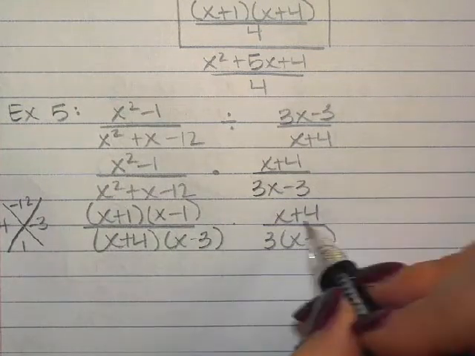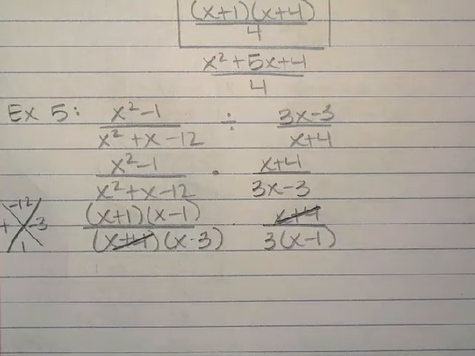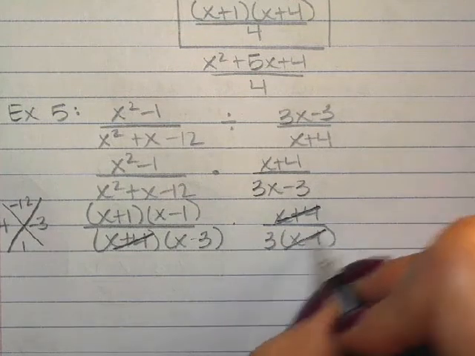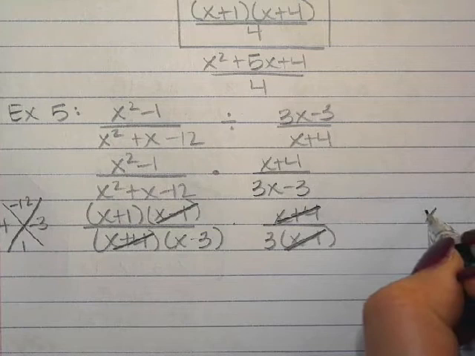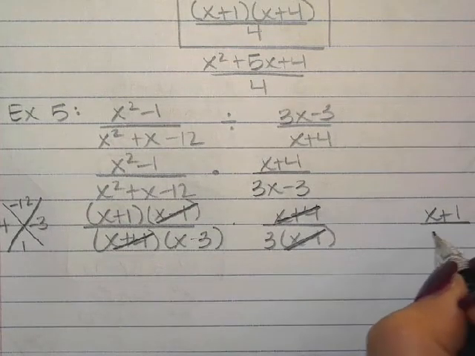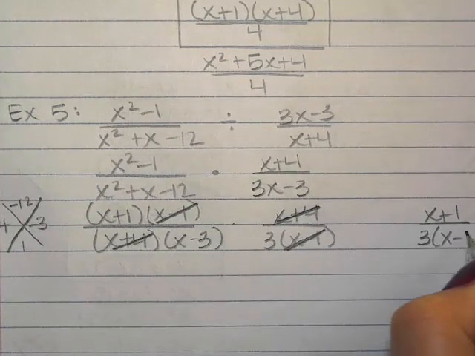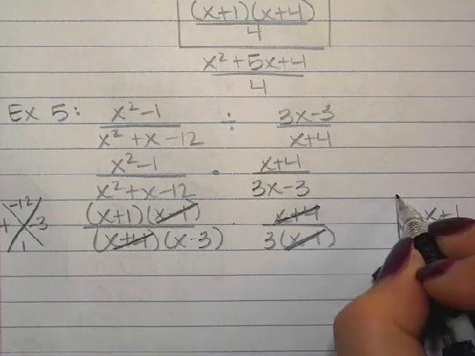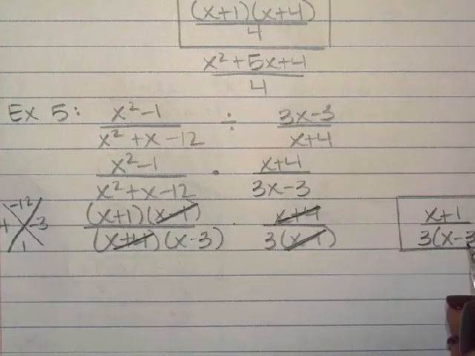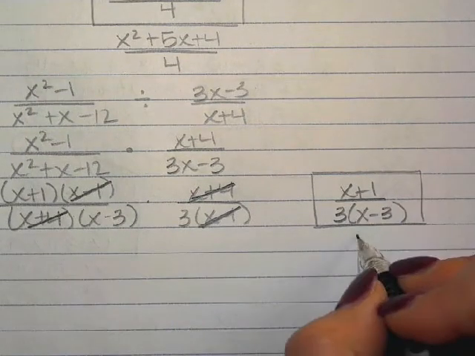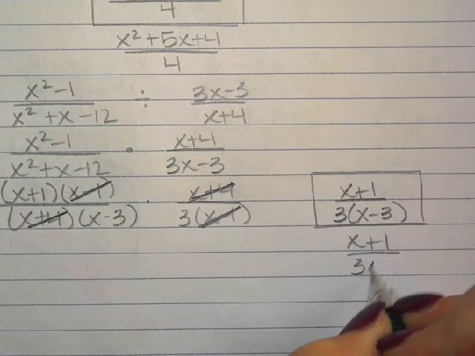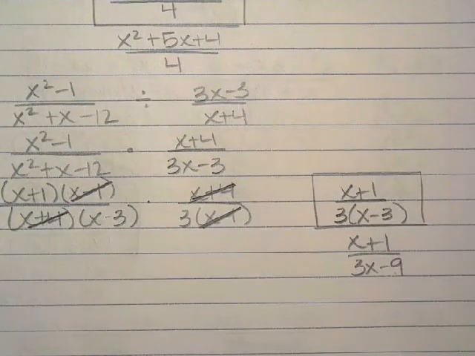All right, so x plus 4, those divide to make a 1. x minus 1, those divide to make a 1. And so we are left with x plus 1 over 3 and x minus 3. You could leave the rational expression like this, or you could say x plus 1 over 3x minus 9. Both of those are good answers.